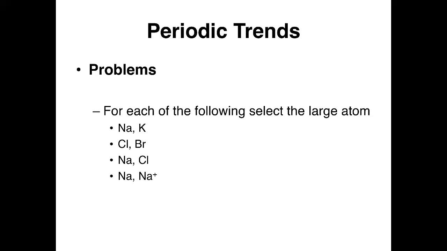And sodium plus, now remember, sodium plus becomes sodium plus by losing an electron. And if you lose an electron on your outer shell, you're going to get smaller. And so sodium plus is actually smaller, and sodium is bigger, so you would mark sodium.